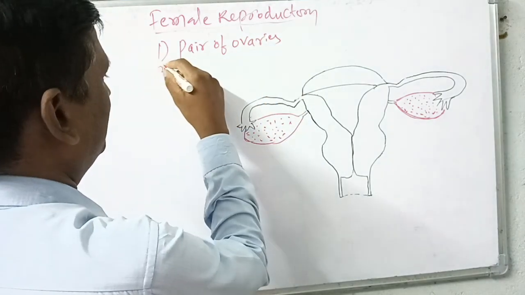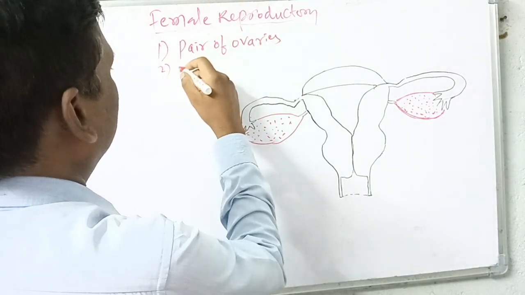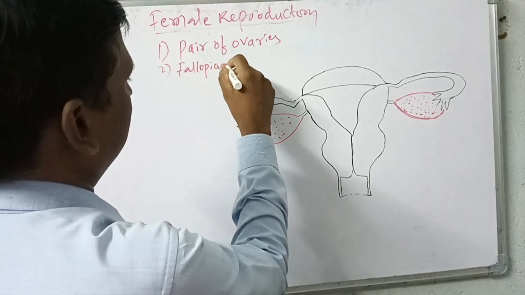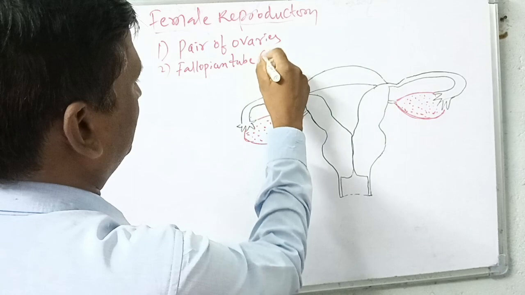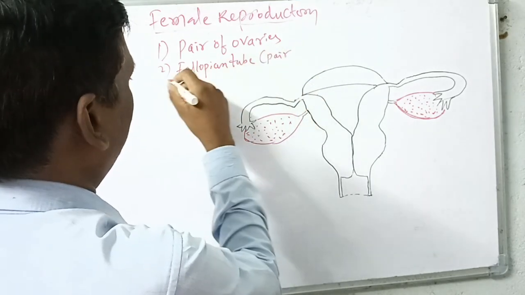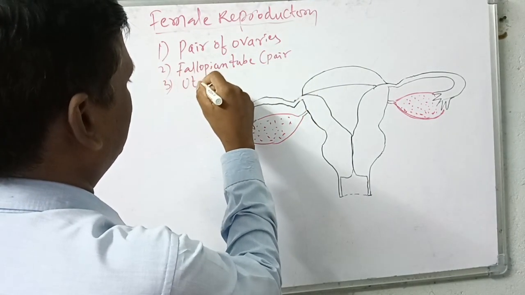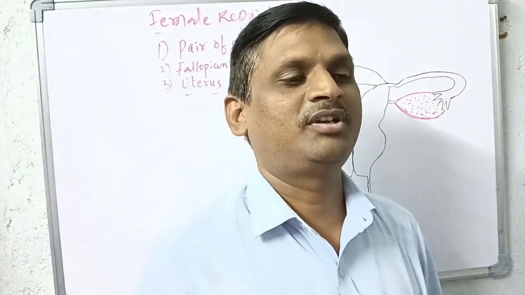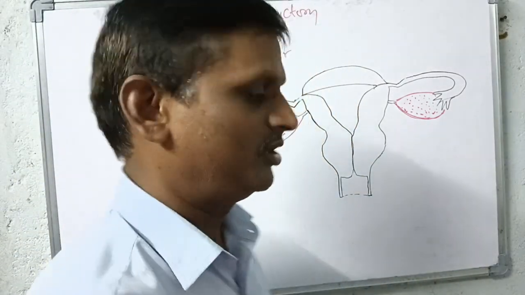Then the second one is fallopian tube, pair of fallopian tube. See, this is also a pair. And the third one is one uterus. So these are the important parts that we can observe in the female reproductive system.